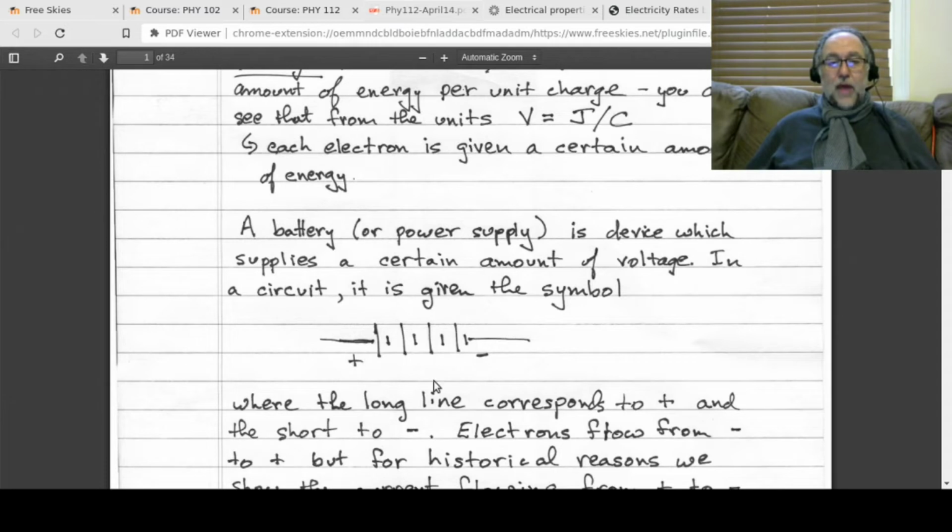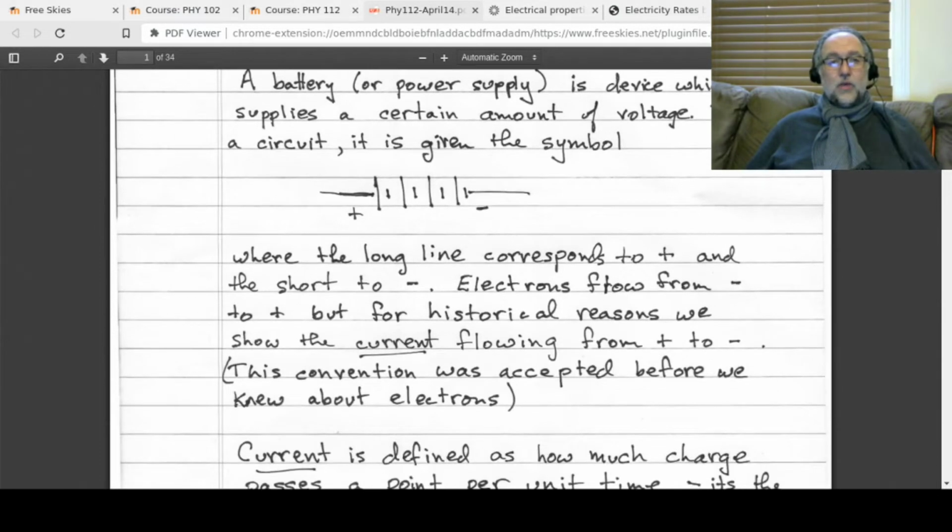Okay, so there's your symbol for a battery, and when I draw electronics components in a minute, you're going to see that, okay? Now, there's just one thing you need to notice about when I talk about current, which I'll do in a second. Current really is the flow of the electrons.